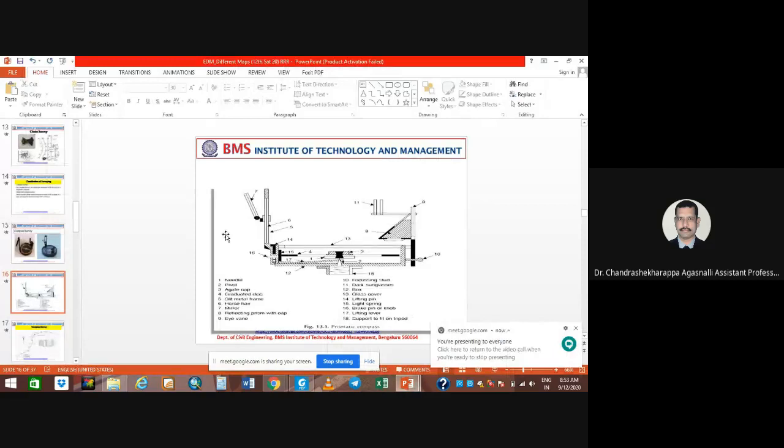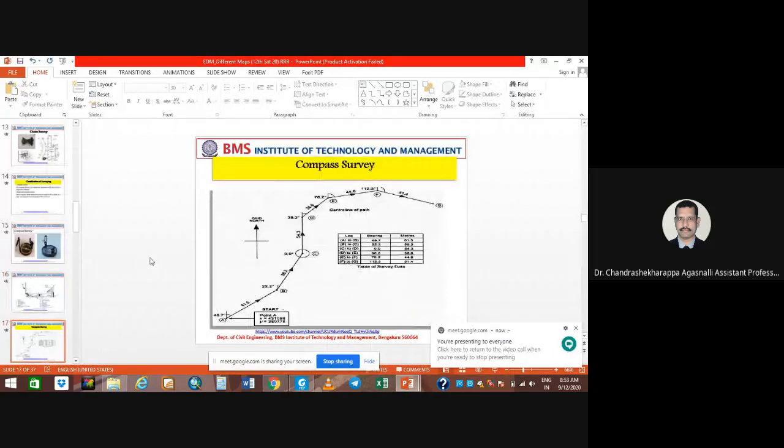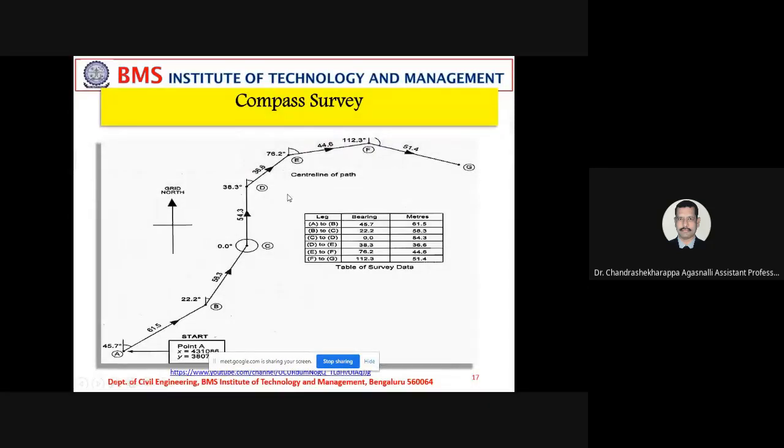So these are the main parts we discussed. From the compass, when you do the survey, you start with the starting point somewhere here, 47.00 degrees, or you can start from here. When you see the direction, you can easily identify where they started and where they ended. Start with point A and end with point G. This is a compass survey.